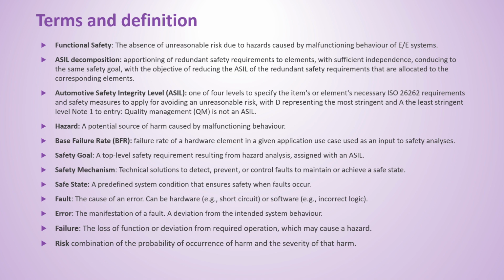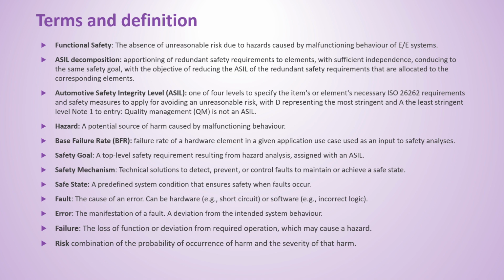Okay, so we have goals. How are they achieved technically? Through safety mechanisms. These are the technical solutions, hardware or software, designed to detect faults, prevent them from causing failures, or control the system to maintain safety. Like a backup system. Could be. Or diagnostic checks, redundant components. Their job is to achieve or maintain a safe state. That's a predefined condition the system goes into when a fault happens to ensure safety. Think limp home mode, or maybe power steering reverting to manual if it fails. Instead of just stopping working or going haywire.